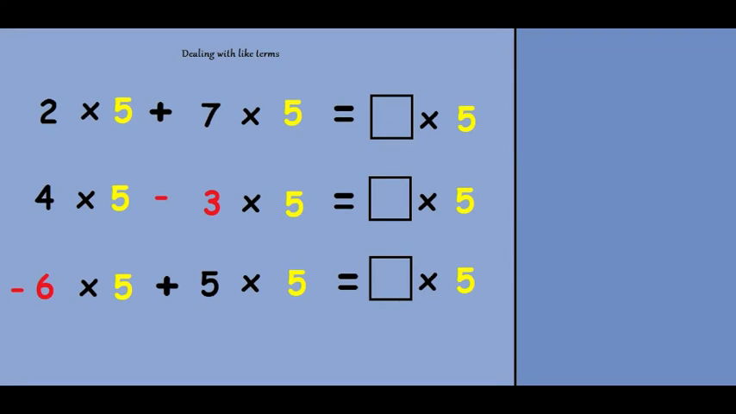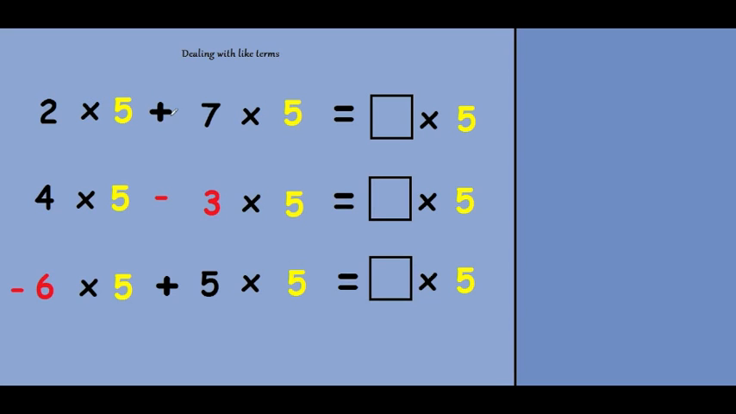Let's look at some basic multiplication problems. Now, I'm not interested in finding the actual answer in a number. I'm looking at just rewriting this in a much simpler form. So I'm looking at rewriting 2 times 5 plus 7 times 5 as something times 5. So I'm going to do this with a diagram to begin with.